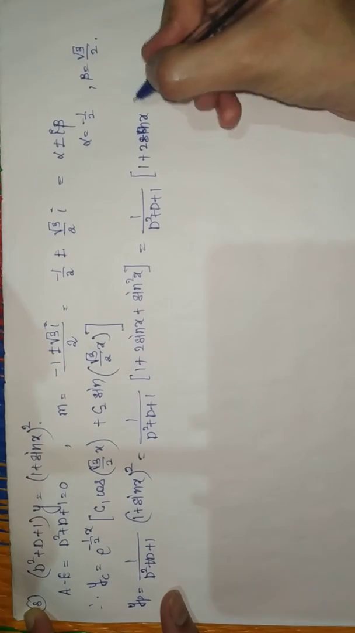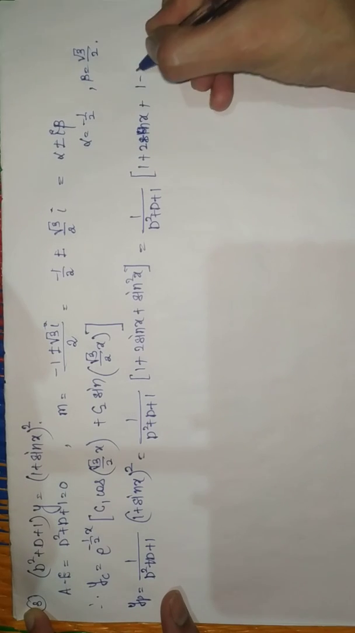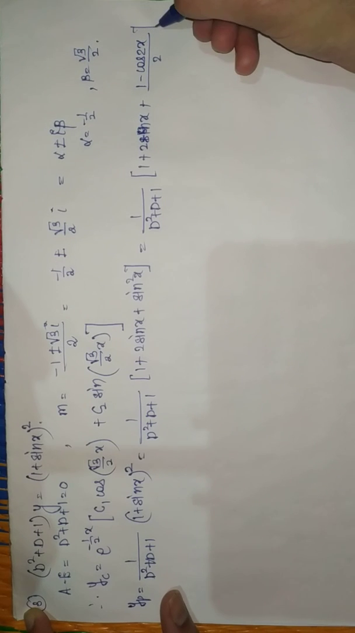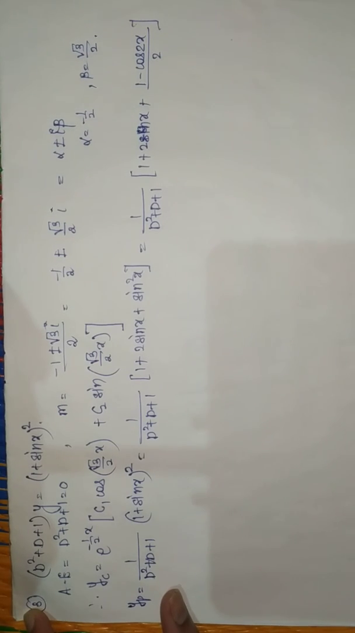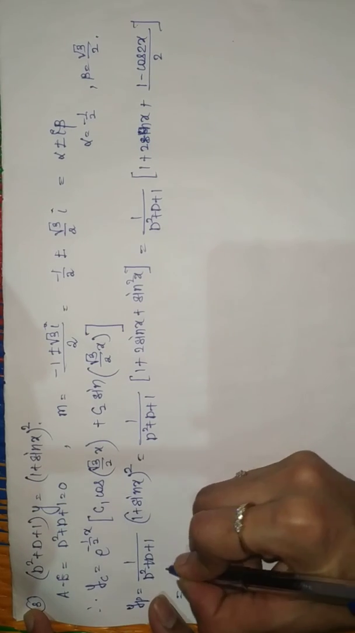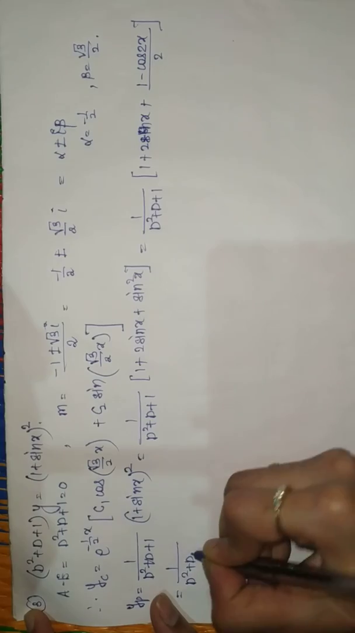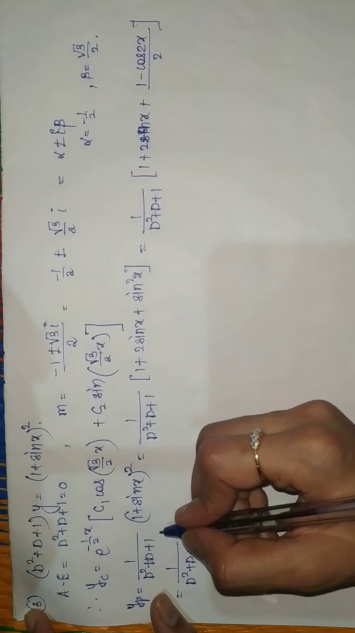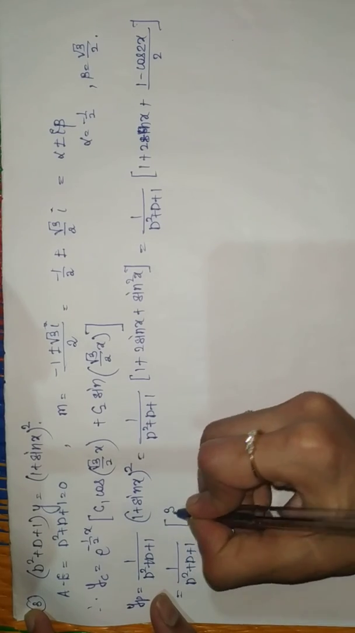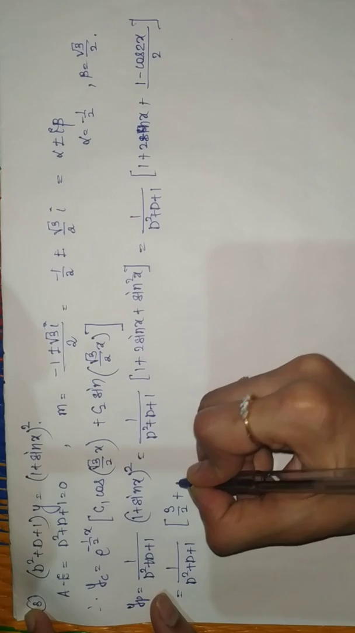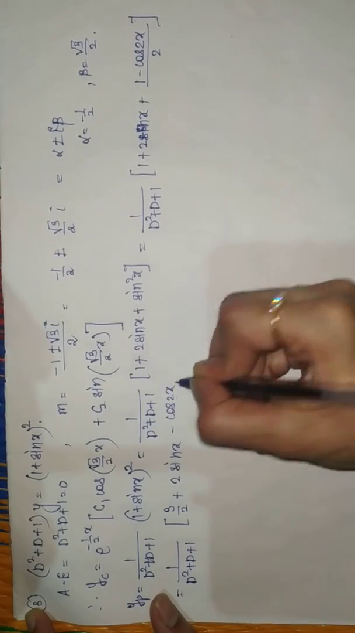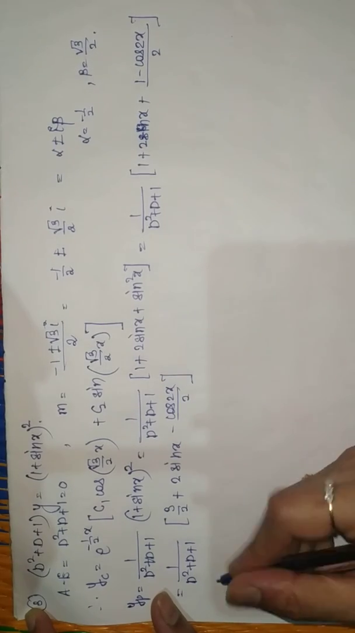Sin square x we can replace as 1 minus cos 2x divided by 2. So this is equivalent to 1 plus half, that is 3 by 2, plus 2 sin x minus cos 2x divided by 2.